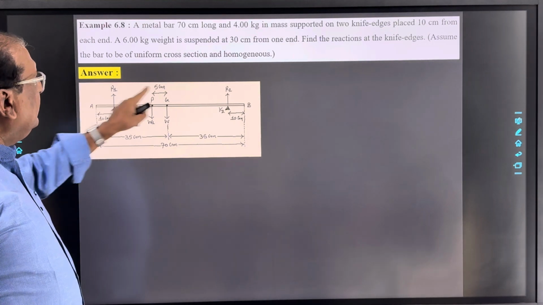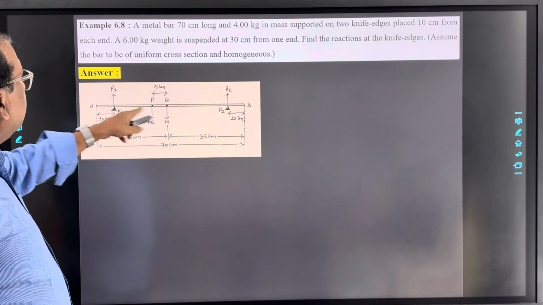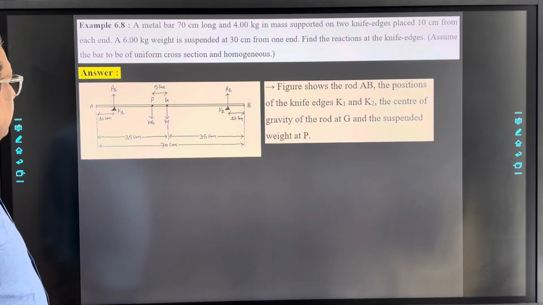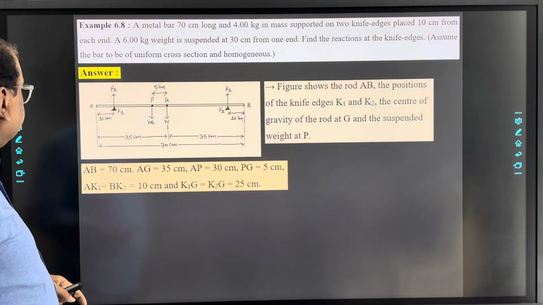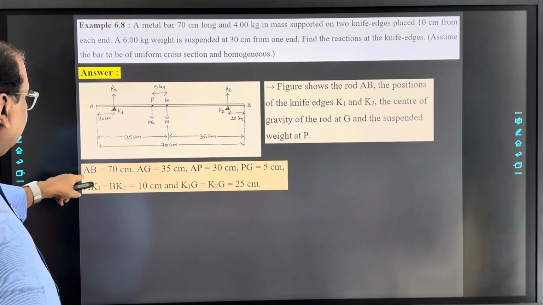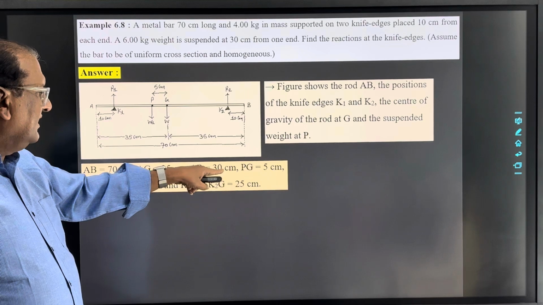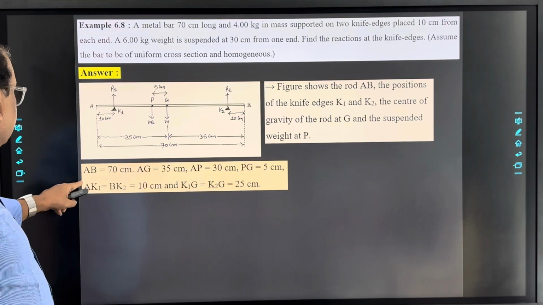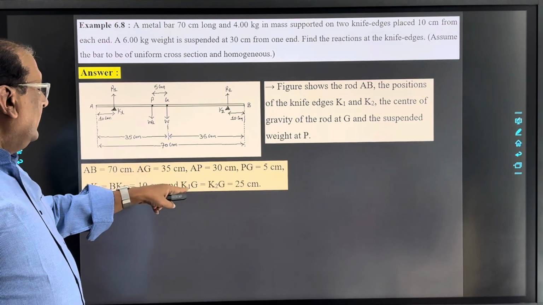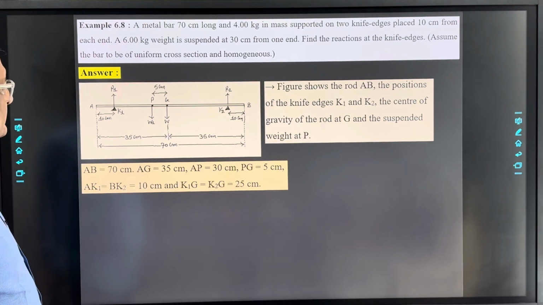Now we want to find these reactions at the knife edges. The system, the rod, is in mechanical equilibrium. Okay. Now here, say, all this data that is given, and we already discussed from the figure. AB, that is 70 centimeter, AG 35 centimeter, AP 30 centimeter, PG 5 centimeter, AK1 equal to BK2, that is 10 centimeter, and K1G equal to K2G, that is equal to 25 centimeter.